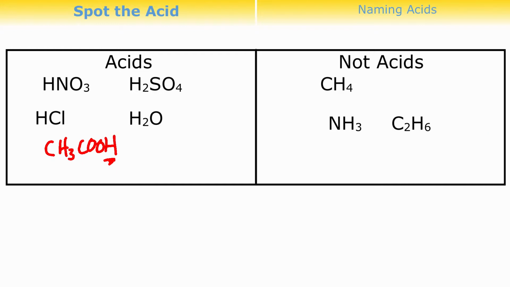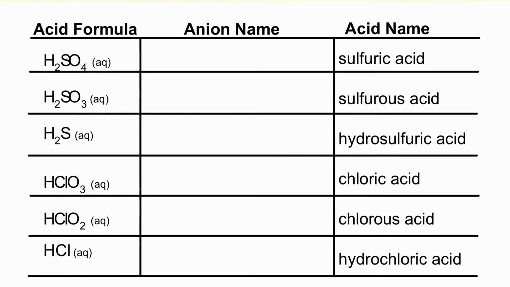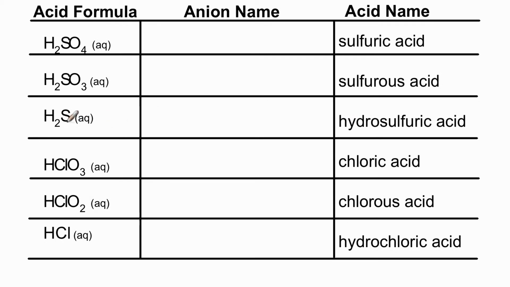Let's look at naming them. Here's a bunch of names of common acids: sulfuric acid, sulfurous acid, hydrosulfuric acid, etc. There are 3 rules that we can use to help identify an acid, and those rules depend on the anion name. Anion refers to the negative ion, and it's always the thing that's hooked up with the hydrogen.